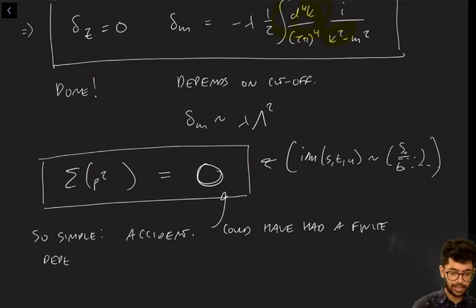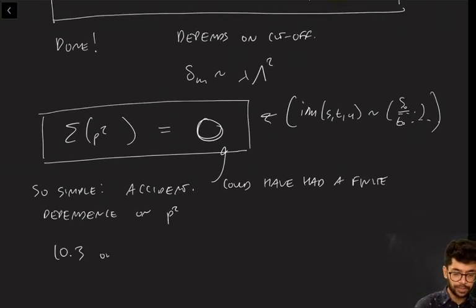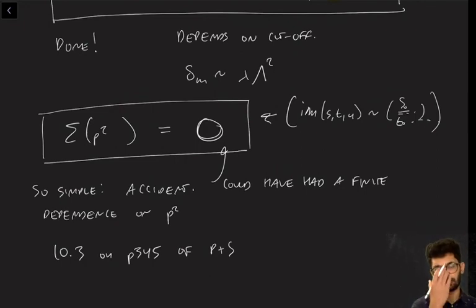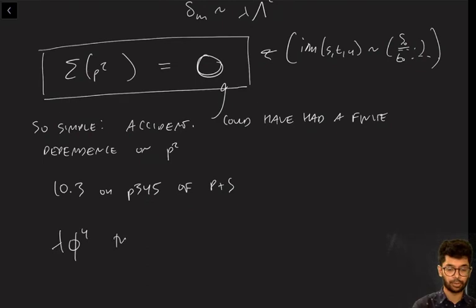And just to prove to you that this does actually happen, I encourage you to take a look at problem 10.3 on page 345 of the textbook by Peskin and Schroeder. There you can work out an example where this is much more complicated, and you can really see that you get a non-trivial dependence on p after carrying out the renormalization procedure. So that concludes the renormalization of lambda phi to the 4th theory at 1 loop order. We calculated a bunch of counterterms, figured out what they should be, and made sure that everything was finite afterwards.